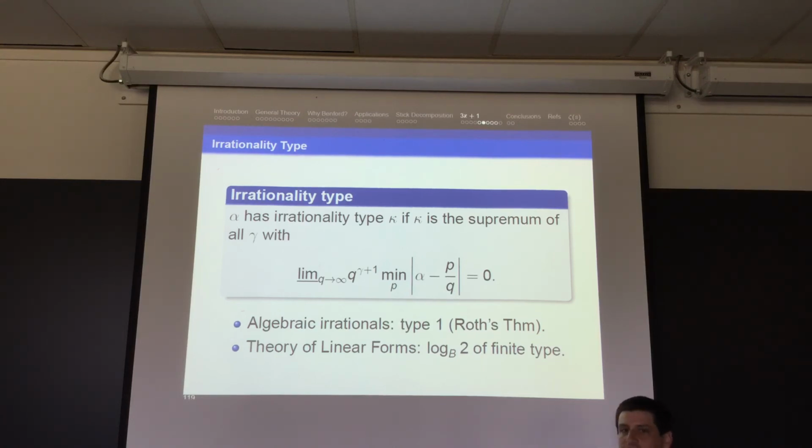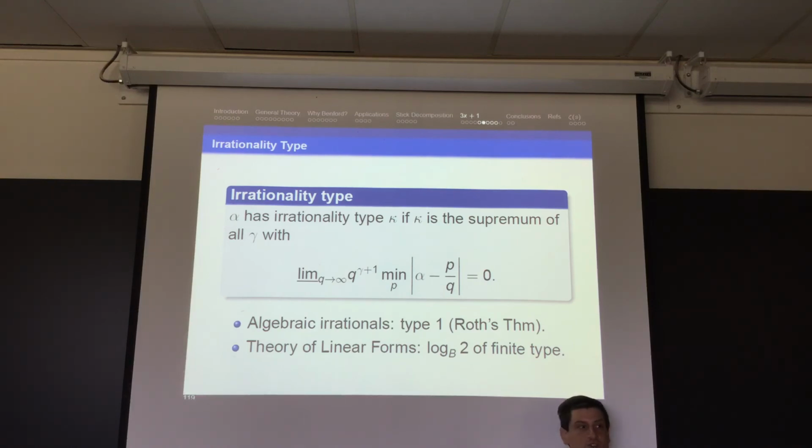I have my number alpha. I want to find the rational with denominator q that's closest. So choose the p that's closest. I should be able to get to within 1 over q. That's not that hard. I move in steps of size 1 over q. So getting to within 1 over q is not too bad.